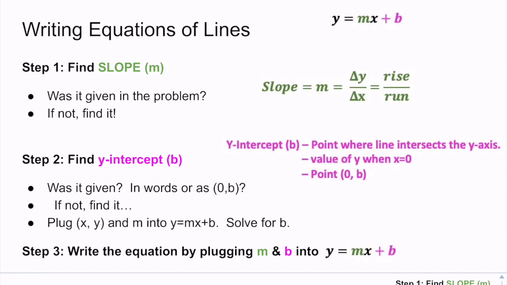If not, we're going to find it, and we're going to do that by taking an x value from the ordered pair, its corresponding y value, and the slope, and plugging that into slope-intercept form to solve for b. And you guys have already done that as well. So here's what that looks like. By the way, your standard says that you must be able to use slope-intercept form. Later on, we will look at another way to do it.